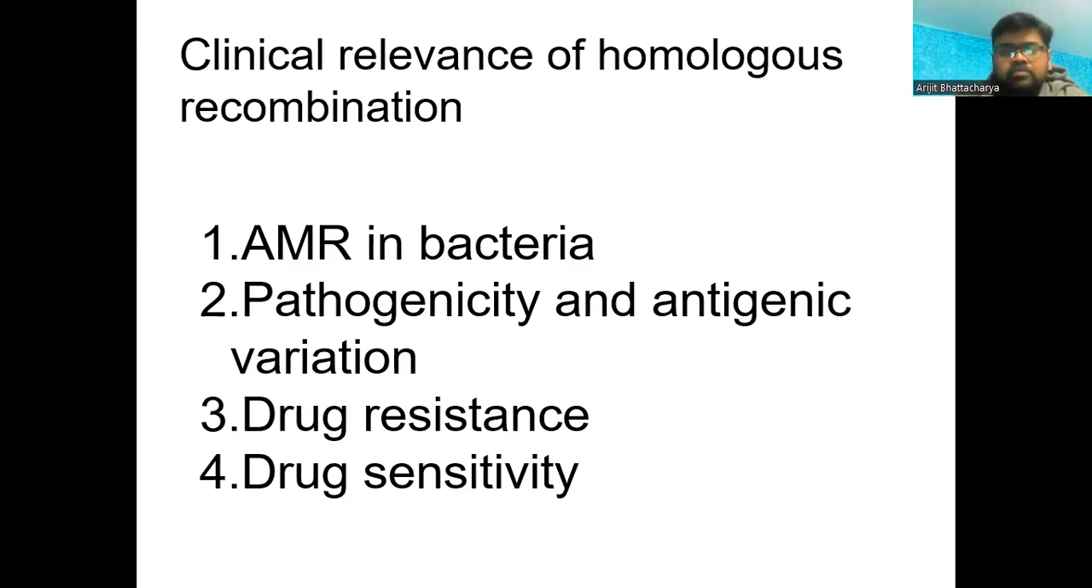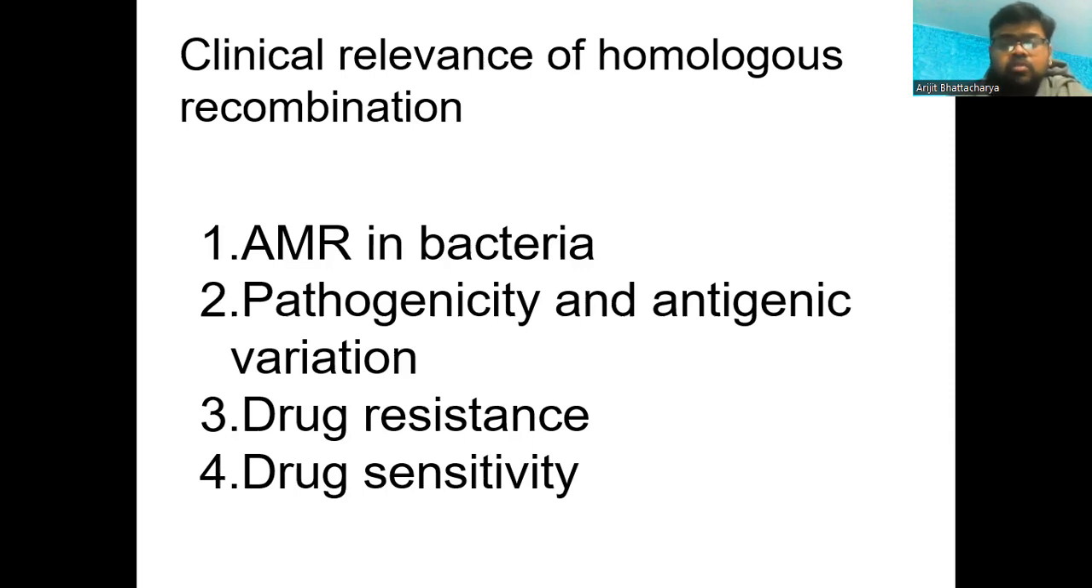The second important aspect of clinical relevance is pathogenicity and antigenic variation. Again, just like antimicrobial resistance, site-specific recombination as well as transposition might contribute to such variations, pathogenicity acquisition, and antigenic variation. But homologous recombination is also involved in such events, particularly in one parasite that we would discuss. It's Trypanosoma brucei, where the surface glycoprotein expression is dependent on homologous recombination. So we will discuss that in detail.